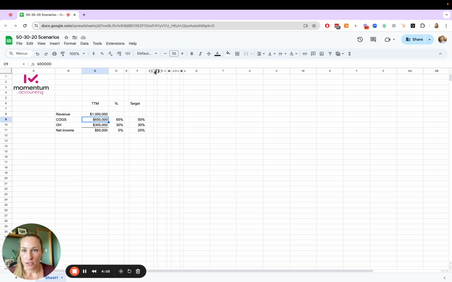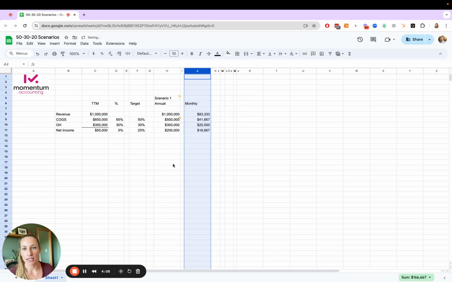So the first thing I want to do is go through scenario one here. And scenario one is going to be aligning our cost of goods sold with our revenue. So if we assume revenue is not going to go up, overhead's going to stay the same because it's already in line, what do we need to do with our COGS to get our percentages in line? So in this scenario, to make our COGS equal 50% of revenue, we need to reduce it to 500,000. So from 650,000 to 500,000, that's a reduction in COGS of 150,000.